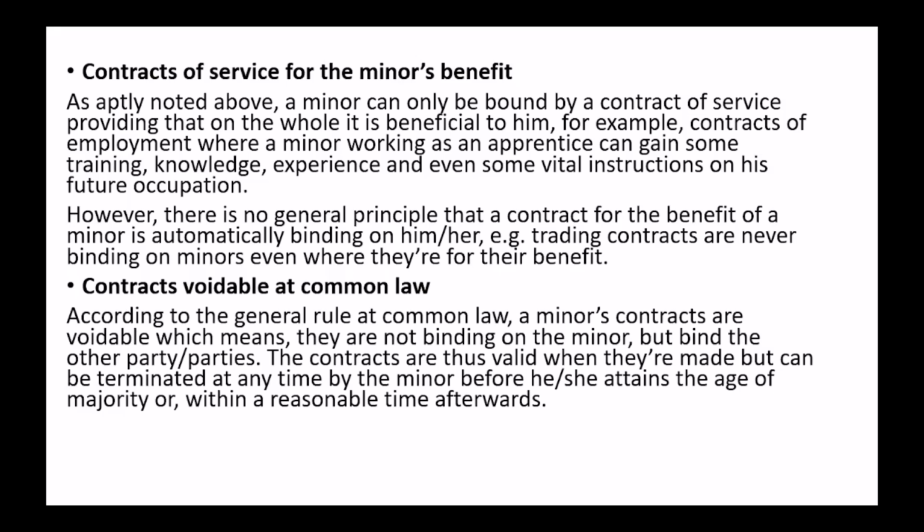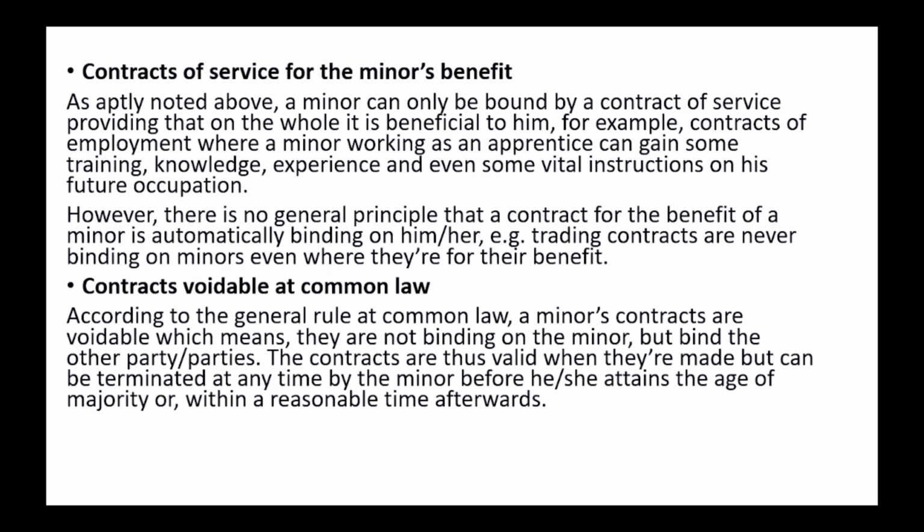Contracts of service for the minor's benefit. As aptly noted above, a minor can only be bound by a contract of service providing that on the whole it is beneficial to him. For example, contracts of employment where a minor working as an apprentice can gain some training, knowledge, experience, and even some vital instructions on his future occupation. However, there is no general principle that a contract for the benefit of a minor is automatically binding on him or her. For example, trading contracts are never binding on minors, even where they are for their own benefit.